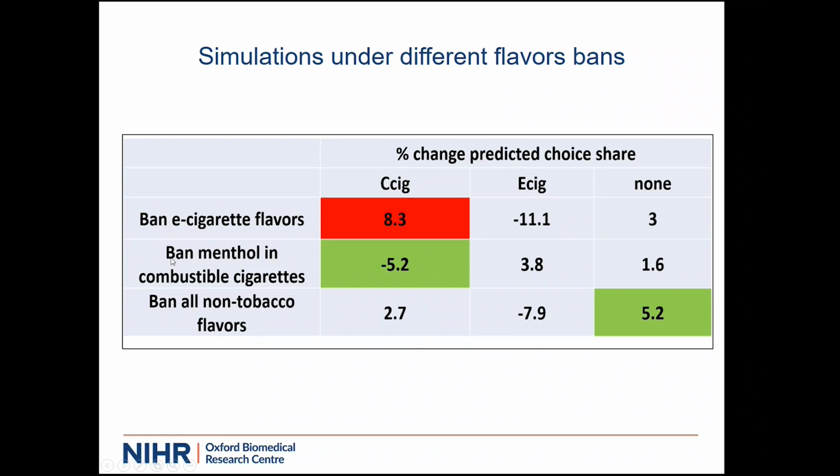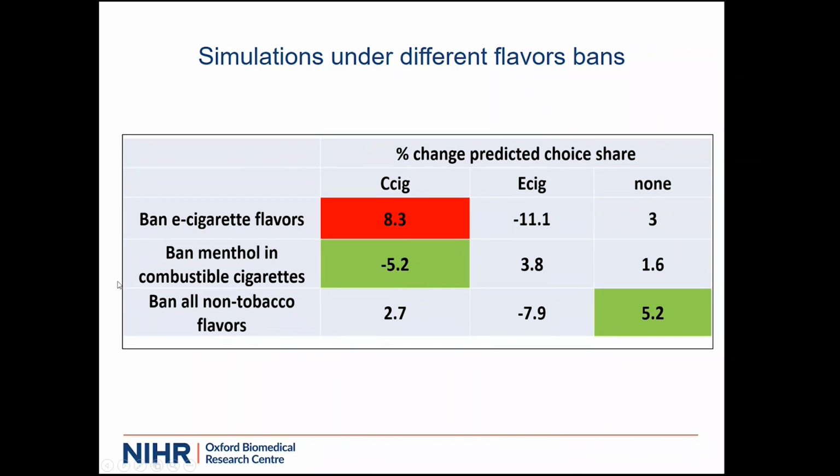Okay, what else could we do? We could ban menthol combustible cigarettes, right? Keep flavors available in e-cigarettes and ban menthol in combustible cigarettes only. Well, what happens there? We're seeing a reduction in the use of combustible cigarettes and a move towards e-cigarettes, and none is the opt-out, so none is I would choose none of these. So also seeing a move towards, if you can interpret this as cessation, we may not do that, but anyway. The main point is we're moving away from combustible cigarettes, the most harmful product. Pretty good policy.